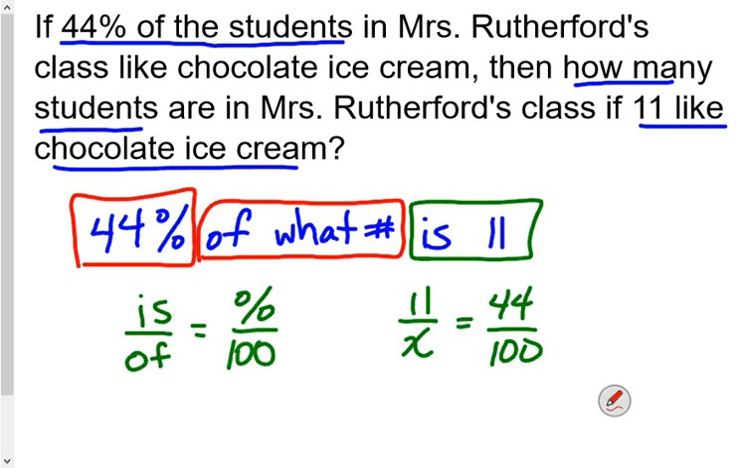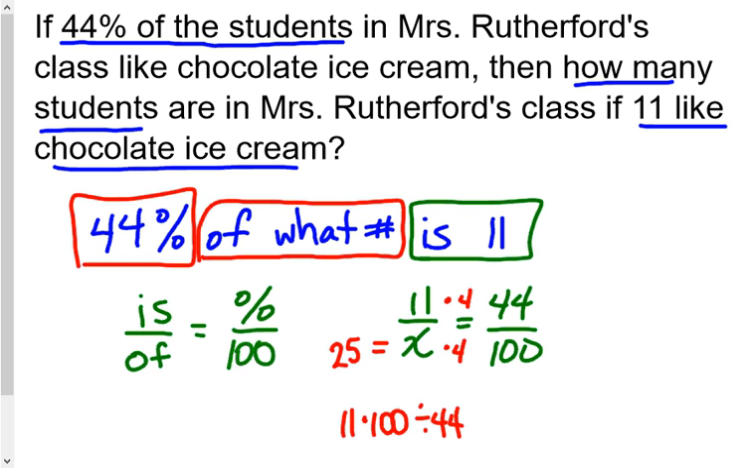So now when I solve this, I actually could do 11 times 100 and divide by 44. But hopefully you also see that this one I could solve using a scale factor. So what number times 4 equals 100? We could do 100 divided by 4 to figure that out. 100 divided by 4 is 25. So x has to be 25. So there are 25 students in the class. 11 of them like chocolate ice cream. And so 11 out of 25 equals 44%.